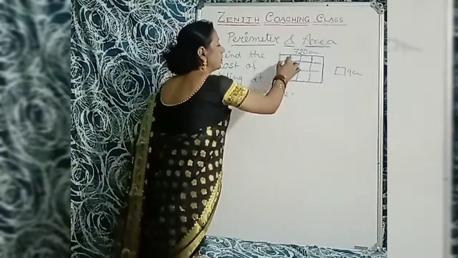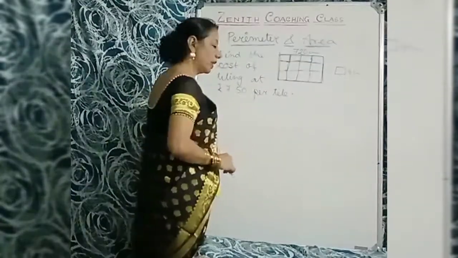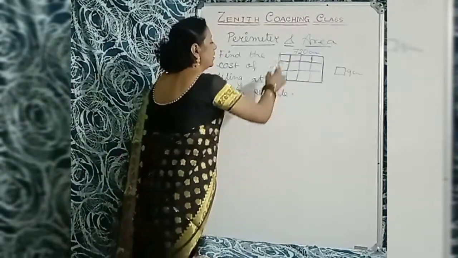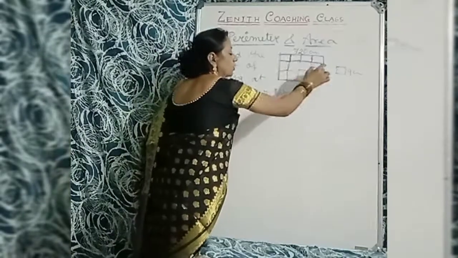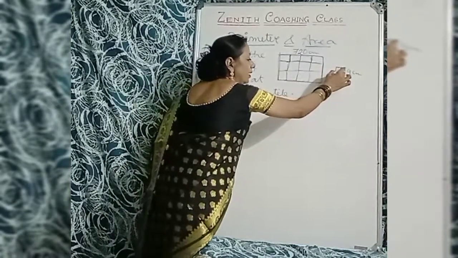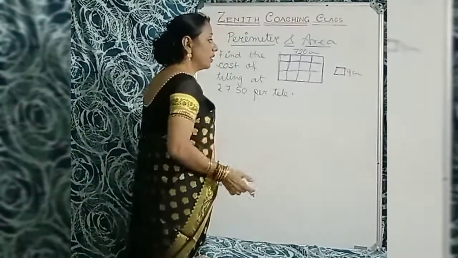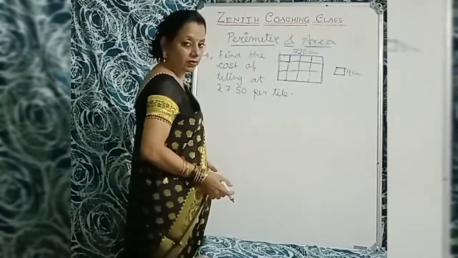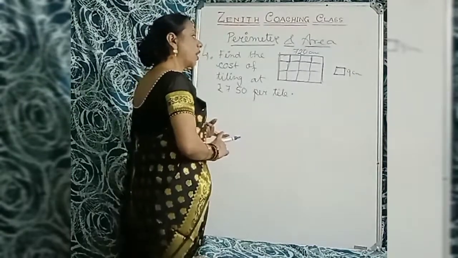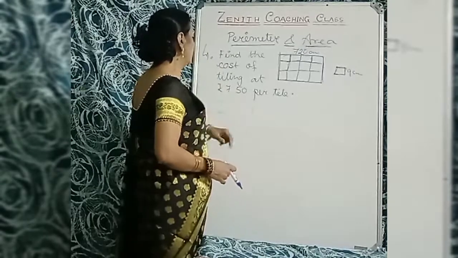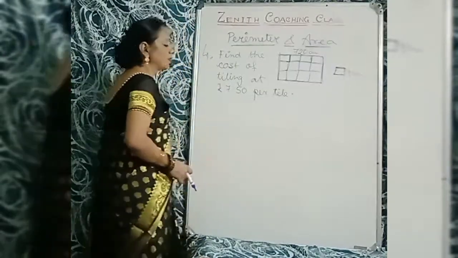So you have to tile the floor. It's a bare floor, so we have to do tiling. Side of one tile equals 9 centimeter. It is also a square tile. The room is square and the tile is also square. So how many square tiles are needed? In the first part, you have to find how many square tiles. And in the second part, find the cost of tiling at rupees 7.50 per tile.